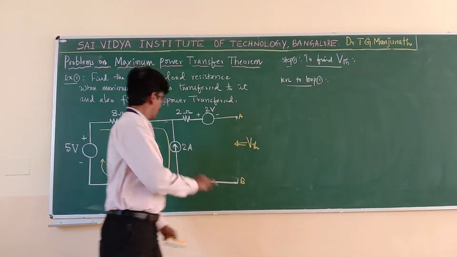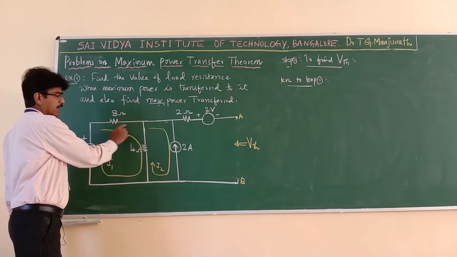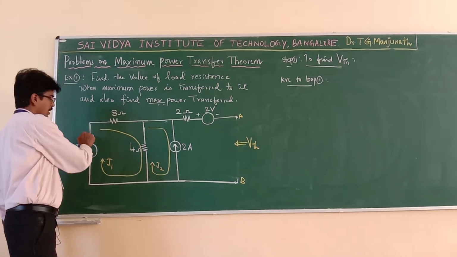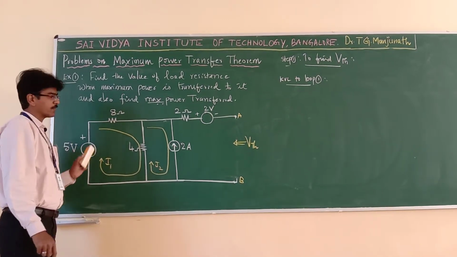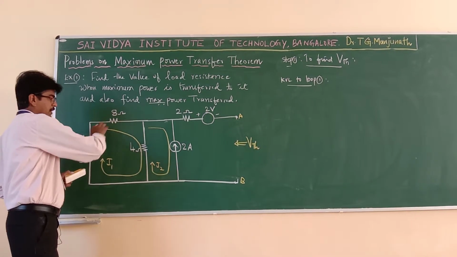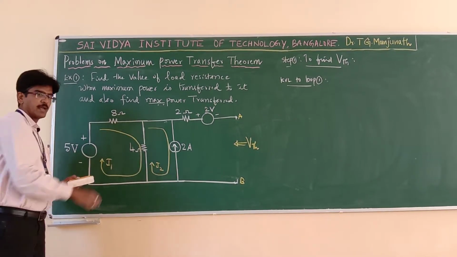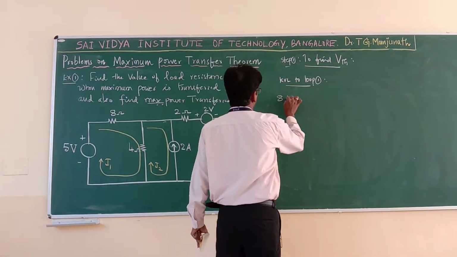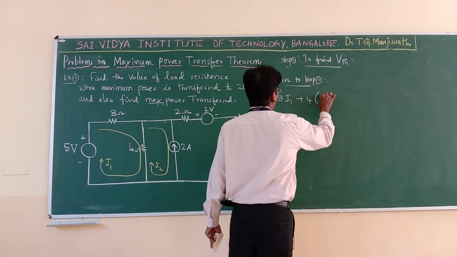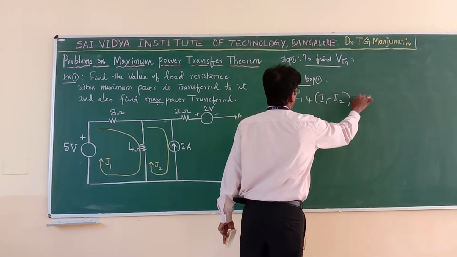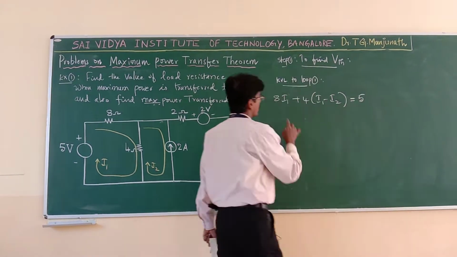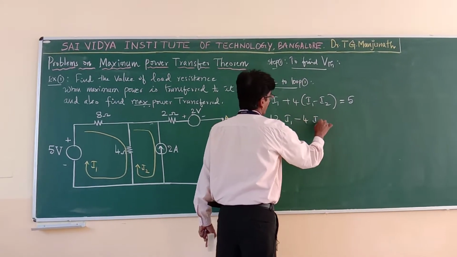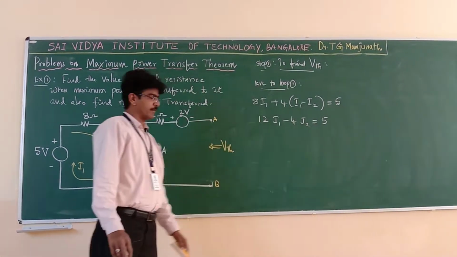Applying KVL to loop 1. So 8 I1, only I1 is flowing here, plus 4 (I1 minus I2) is equal to minus 2 plus V, plus 5 volts. So the sum of all the voltage drops in the given network or loop is equal to the algebraic sum of voltage sources. That is 8 I1 plus 4 (I1 minus I2) is equal to what? 5 volts. If you simplify, you will get 12 I1 minus 4 I2 is equal to plus 5.